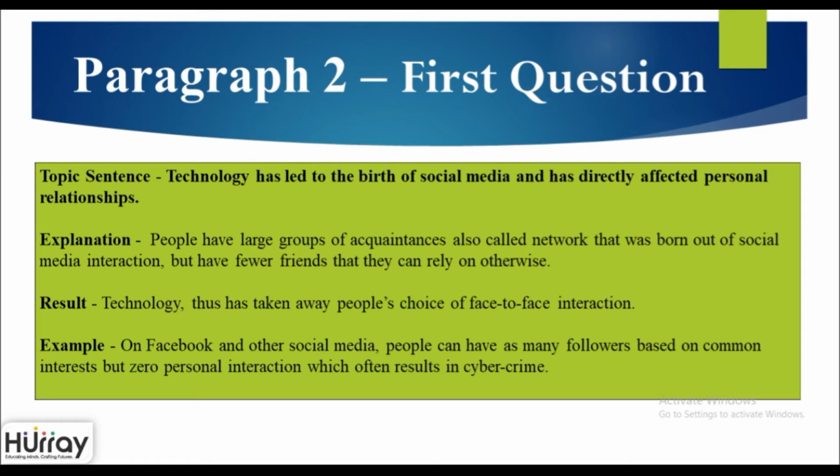So the following lines, people have large groups of acquaintances, also called network, that was born out of social media interaction but have fewer friends that they can rely on otherwise. So the writer here is giving the idea that social media has led indeed to bigger groups of people, but they might not necessarily be there for effective communication.